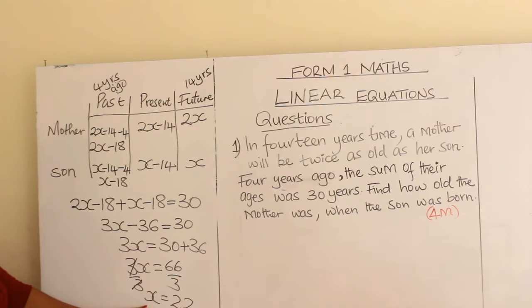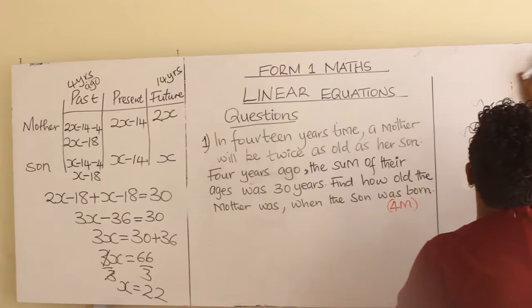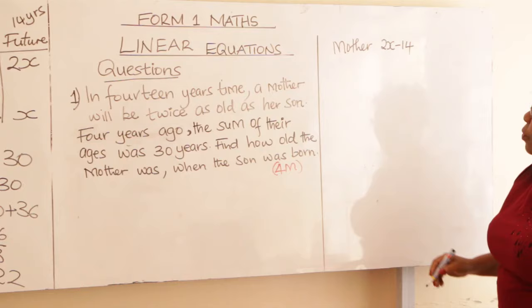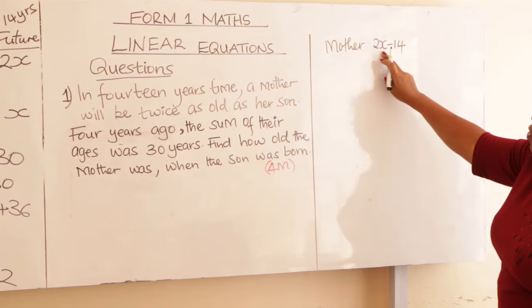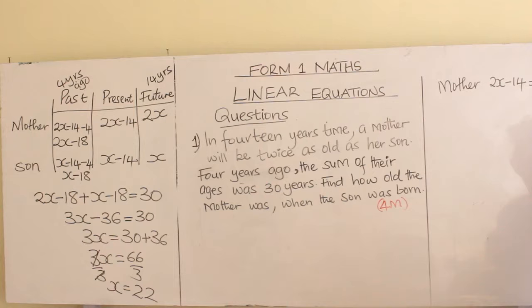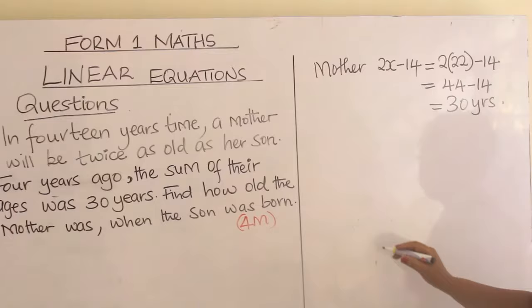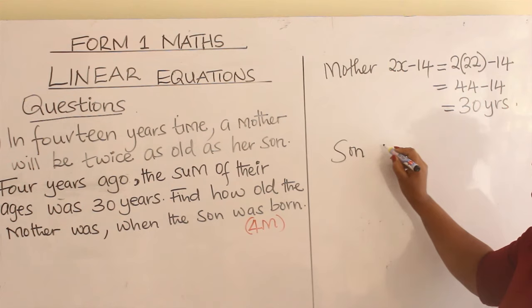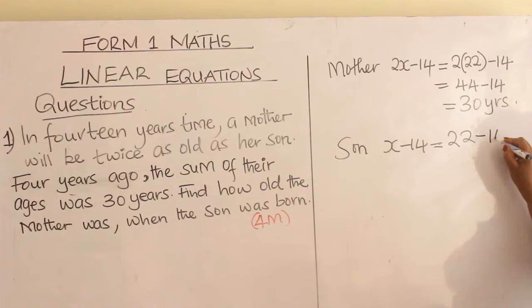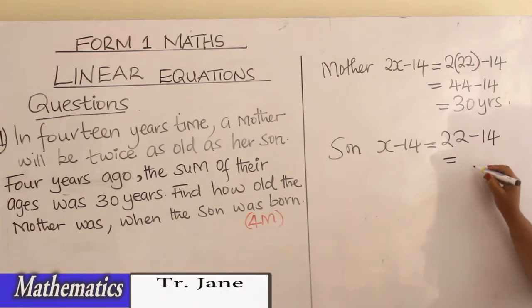So you go to their present ages. How old are they today? You look at the mother. The mother today is 2X minus 14. We have already got our X, that it is 22. So you substitute: 2 times 22 is 44, minus 14. So the mother is 30 years today. What about the son? The son is X minus 14. Our X is 22, so we substitute and subtract. 22 minus 14 gives you 8.